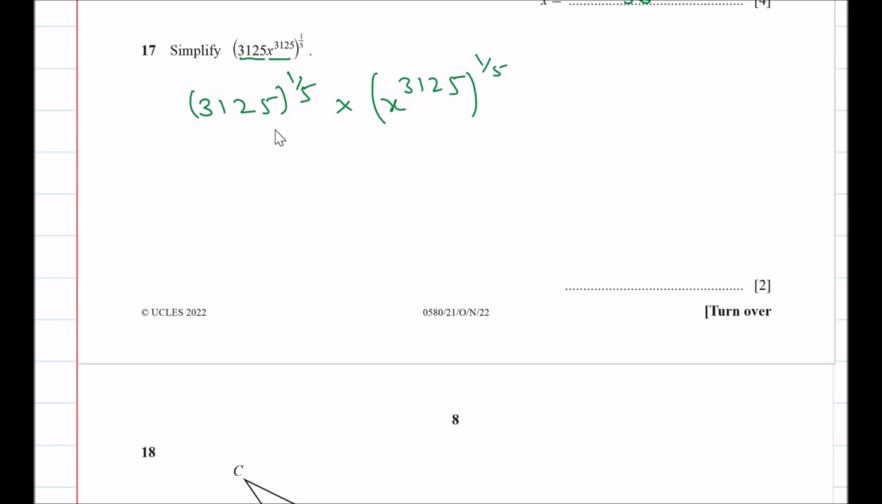Now the numerical part easily you can put in the calculator, and if you are checking with your calculator, it gives us 5 into x. Now here is a power of a power, so we apply the power rule, and in that case we need to multiply the powers. So 3125 into 1 by 5 gives us 625. Our answer will be 5 x to the power 625, and that is the final answer.